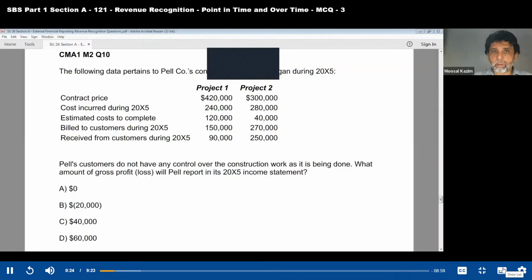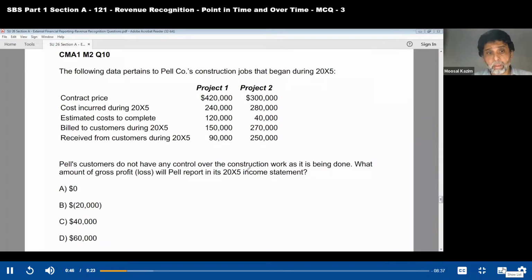As you know, we have already done this question in the previous video. And the answer for that was a 20,000 loss. The question was saying that the customers do not have any control over the construction work. So we accounted the profit based on the point in time method. We will not account profit in that method, but if there's a loss, we would account for it. And that is why B was the answer.